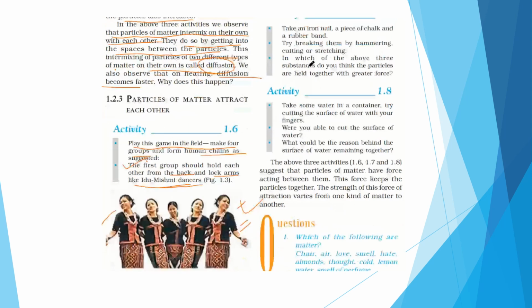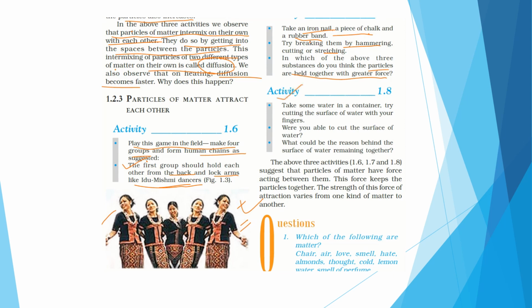Now next activity, take an iron nail and take a piece of chalk and a rubber band. So try breaking them by hammering, cutting or stretching. Okay. So in which of the above three substances do you think the particles are held together with greatest force? So you have taken iron nail, chalk and rubber band. So the iron nail is the toughest one, where the particles are held together with a greater force. Is it clear? So let's move on to the third activity.